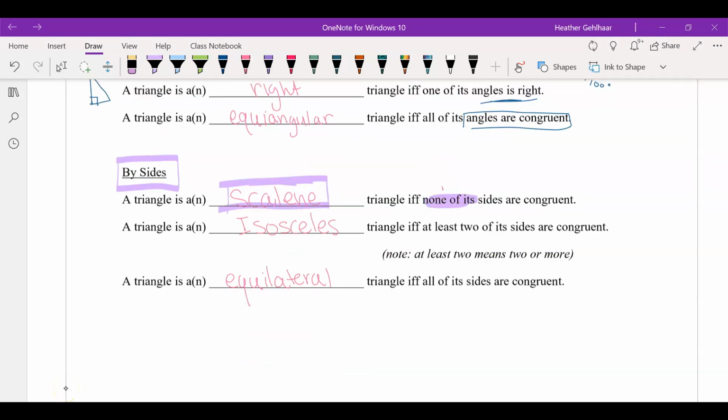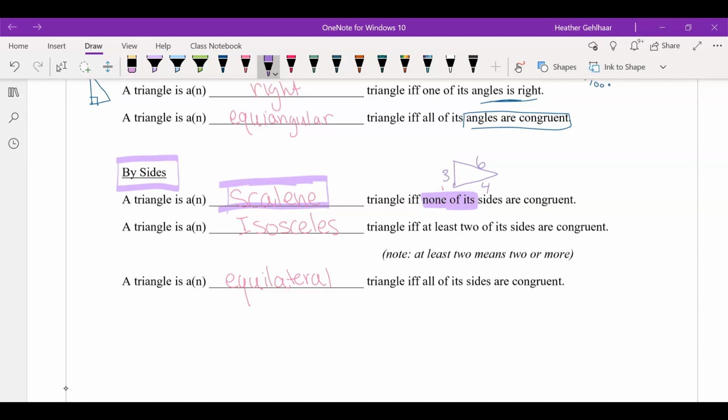Next, we're going to talk about triangles classified by their sides. The first one we have here is scalene. Scalene is when none of its sides are congruent. So let's say we have a triangle here with sides 3, 4, 6. All the sides are different, they're not the same, so we have a scalene triangle.